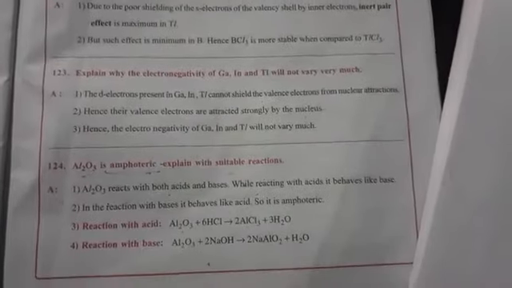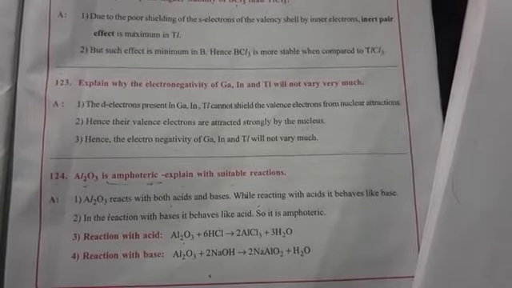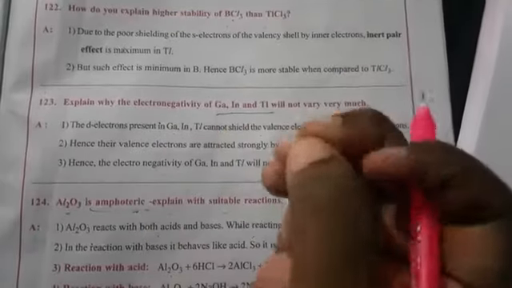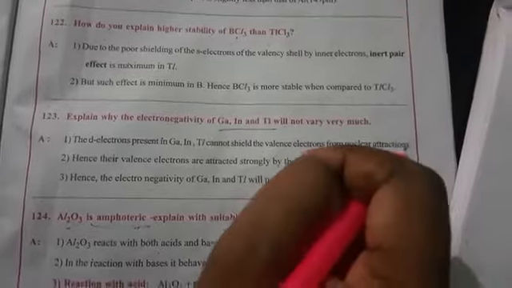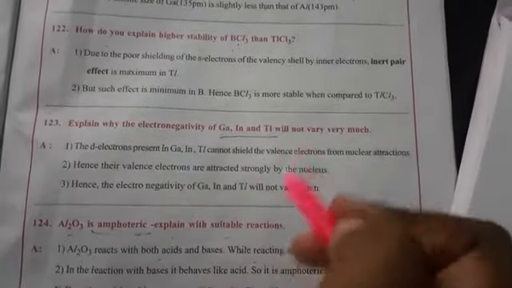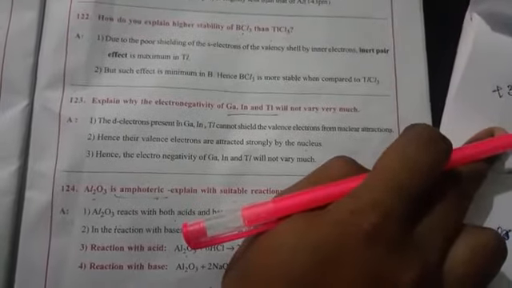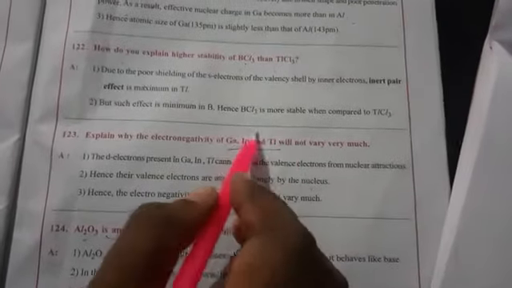And also explain why the electronegativity of gallium, indium, and thallium does not vary very much. If you take the electronegativity values of these three, the variation is very small. Why? Because of the weak nuclear attraction, and from top to bottom the size is increasing, so the outermost electrons are not attracted by the nucleus as easily. Because of that reason, there is very little difference from gallium to thallium.